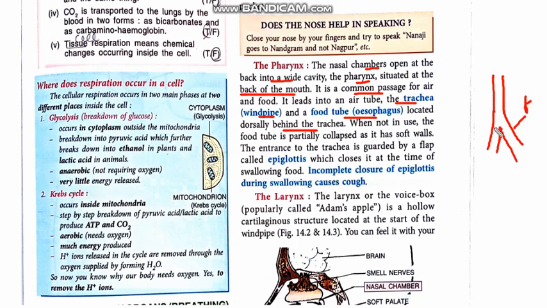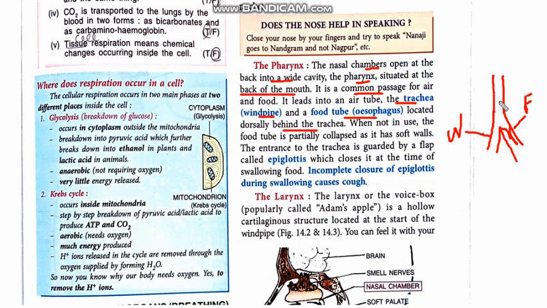Whenever I'm not eating, I'm just breathing, and at that time our esophagus collapses and closes itself. Why does it collapse? Because it has soft walls, which means it can easily collapse and easily distend.